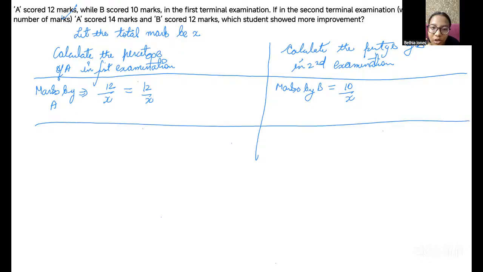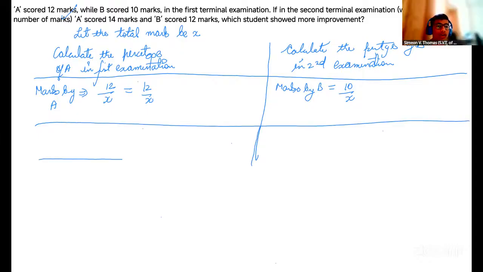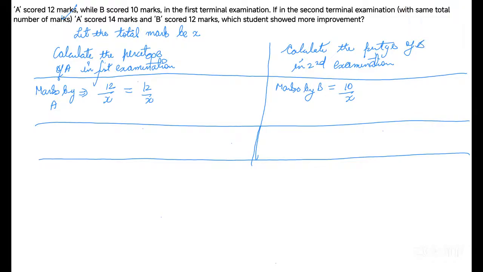Can you explain the whole thing again? Can you assume the total marks is 100? No, we can't assume. If it is like that, then they should mention it. You can't take any random number if it is not mentioned. That's why you have to take the total marks as a variable.